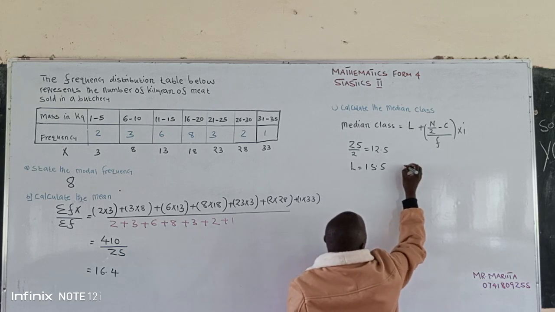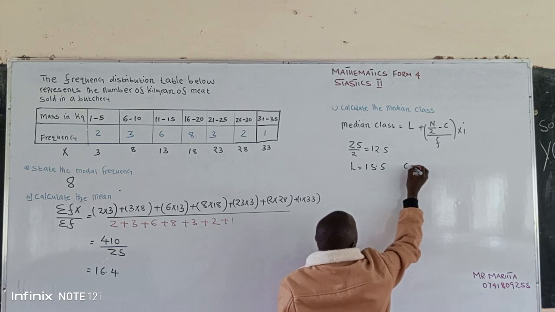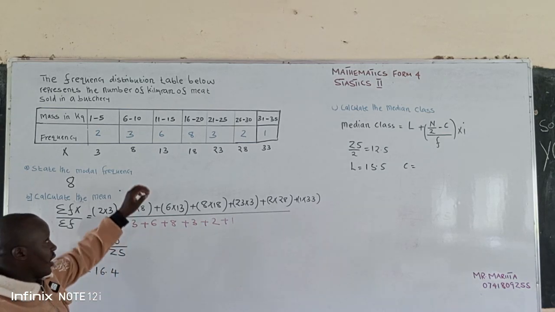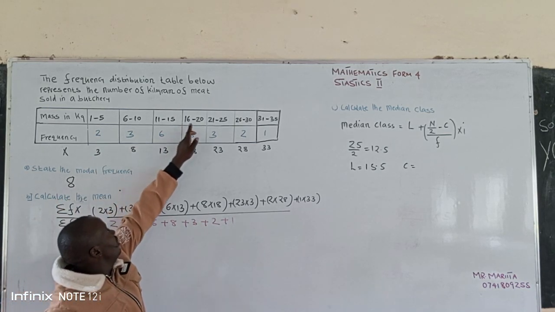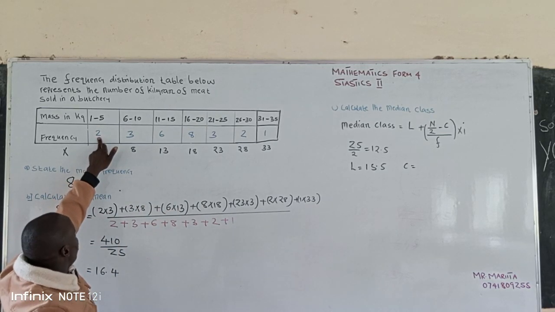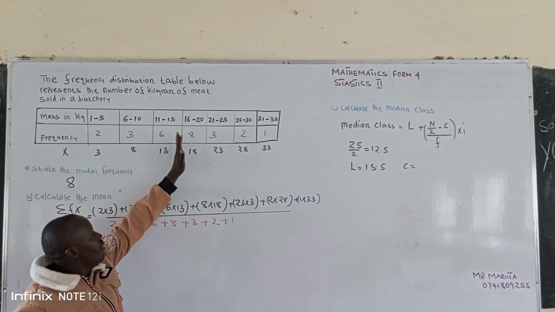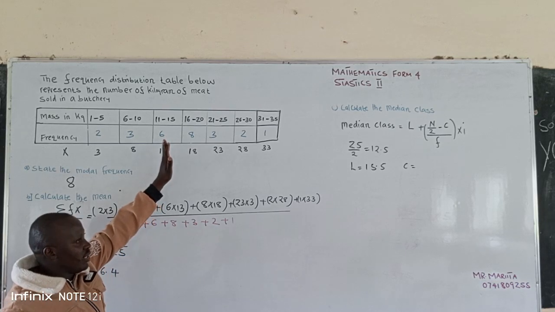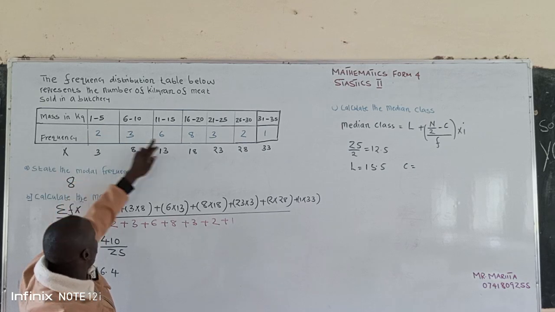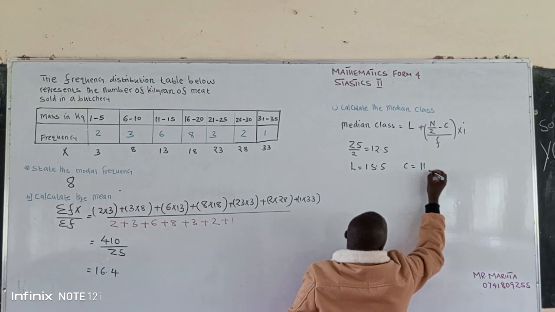Our n, in that case, is n divided by 2, so we have already done that one. The cumulative frequency is the frequency above the modal class. Our class is 16 to 20. So if you take 2 plus 3, that is 5, and 5 plus 6 gives us 11. So the cumulative frequency above our modal class is 11.